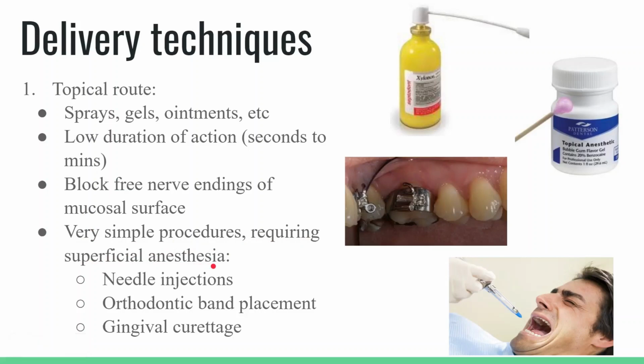شو هي البروسيجرز هاي؟ بيقول لك مثلا needle injections. For example, at the dentist, some patients don't feel very comfortable with needles. They are scared of needles or they feel pain from needles. We can use these sprays or gels, for example, to apply to the gums before we actually put the needle in order to administer anesthesia to prevent the patient from feeling pain. This is one example. Another example is orthodontic band placement.